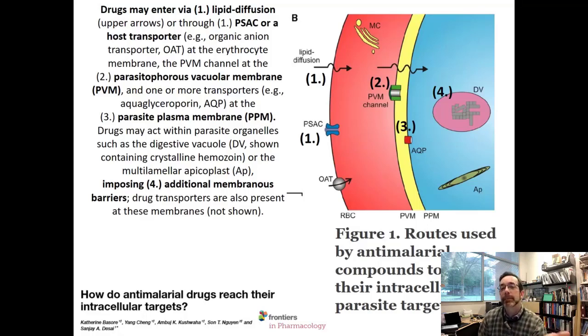So I want to mention these membranes if you're interested in malaria physiology and how that all works. You can identify the places the drug must cross. But for our purposes here, I'm going to focus on number 1, lipid diffusion across the red blood cell membrane. All the rest of the stuff just shows you this is a lot more complex than this one step can show you.